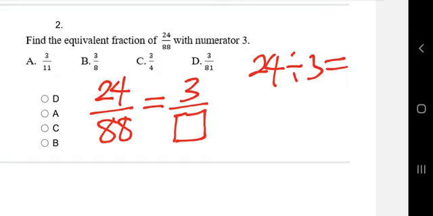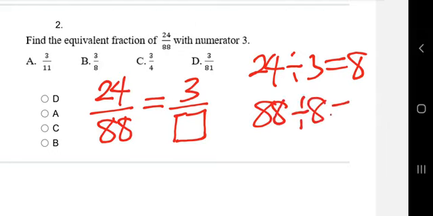That gives 8. So which means 24 divided by 8 will give us 3. Therefore, we're going to have 88 divided by 8, which gives us 11. So what will be here now will be what? 11. So the answer will be 3 over 11. That is option A. I hope this is clear. All right, move to the next one.